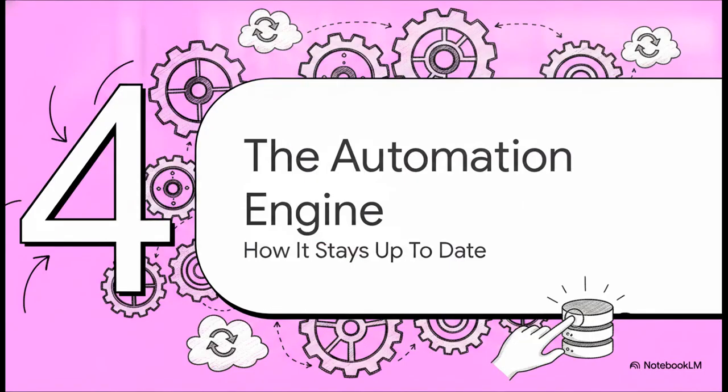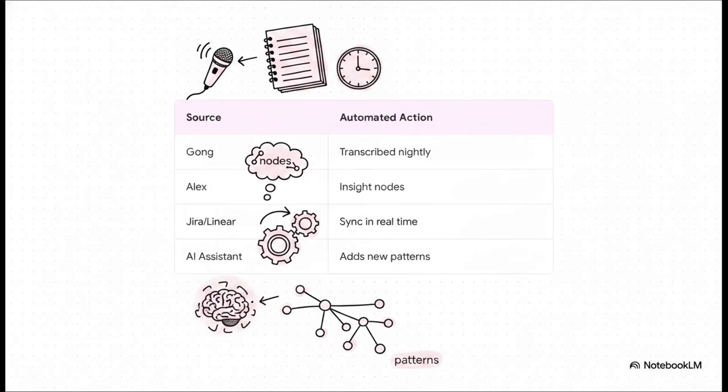Which brings us to Section 4, the automation engine, how it stays up to date. And this brilliantly illustrates the magic under the hood. Because look, a system like this is only useful if it doesn't create more administrative work for you, right? The graph actually updates automatically as you work, 0 manual copy-pasting required.